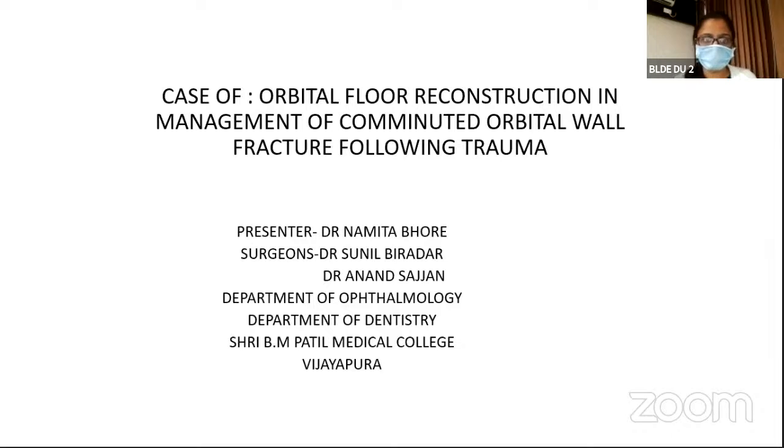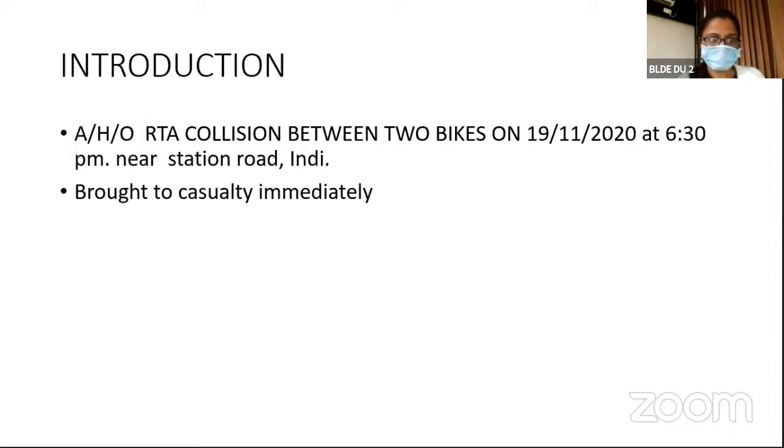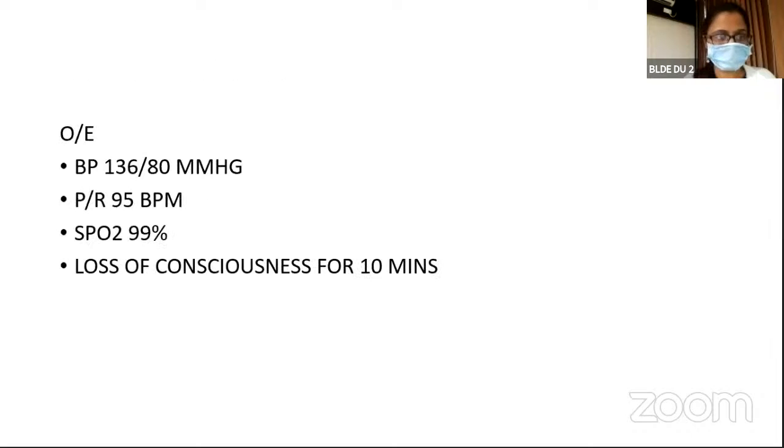Here is a case of orbital floor reconstruction in management of comminuted orbital fracture following trauma. The surgery was done by Dr. Sunil Biradar sir, Dr. Anand Sajjan sir, Department of Ophthalmology and Department of Dentistry. It was a case of alleged history of road traffic accident causing collision between two bikes on 19th of November 2020 at 6:30 p.m. near Station Road. The patient was brought to casualty immediately.